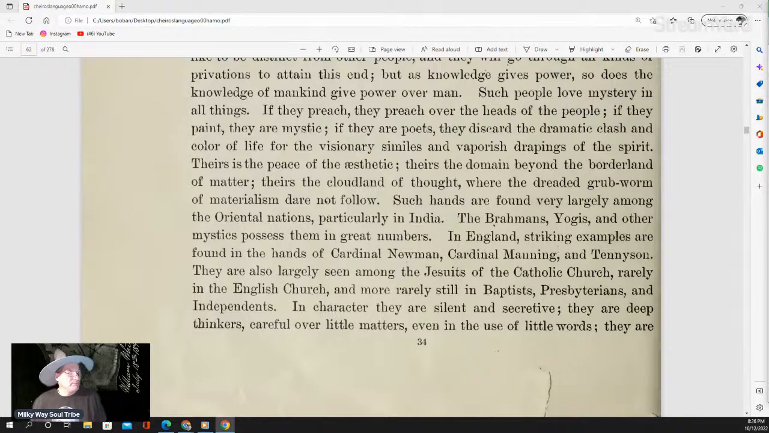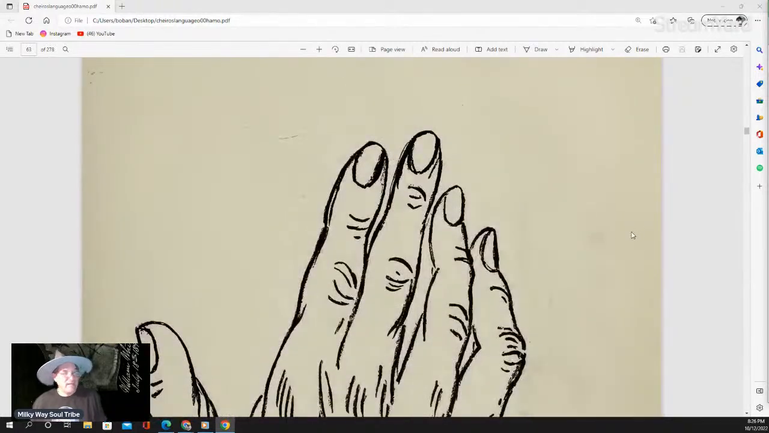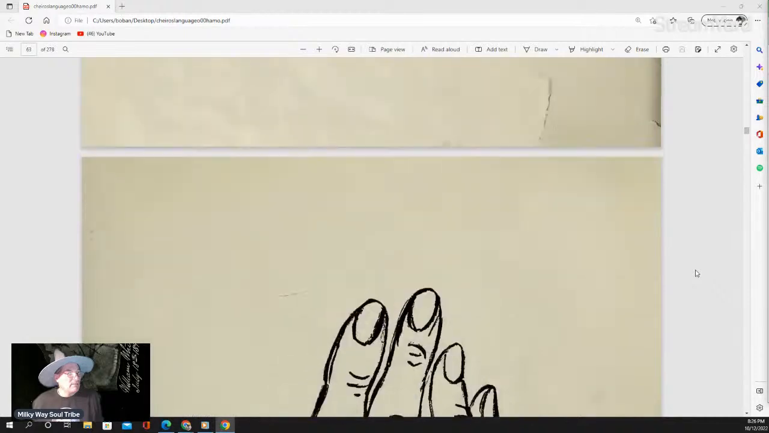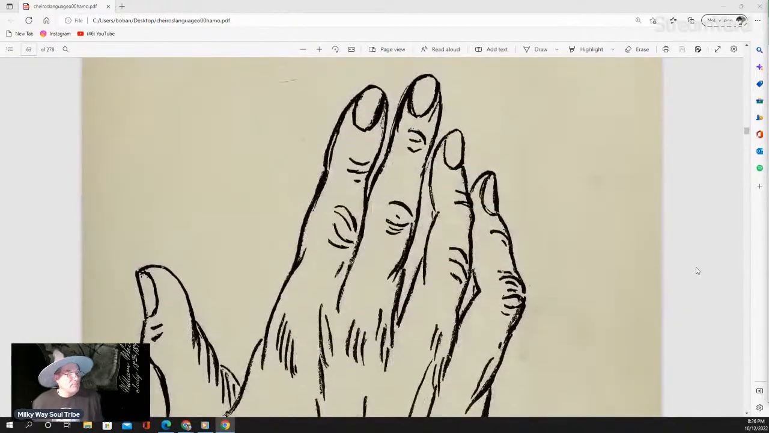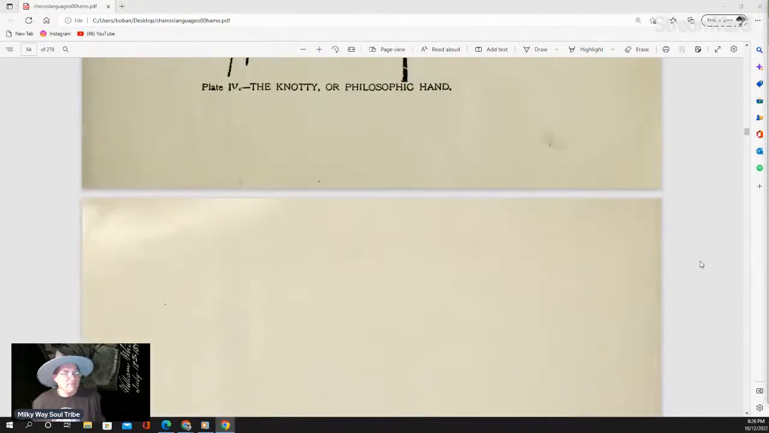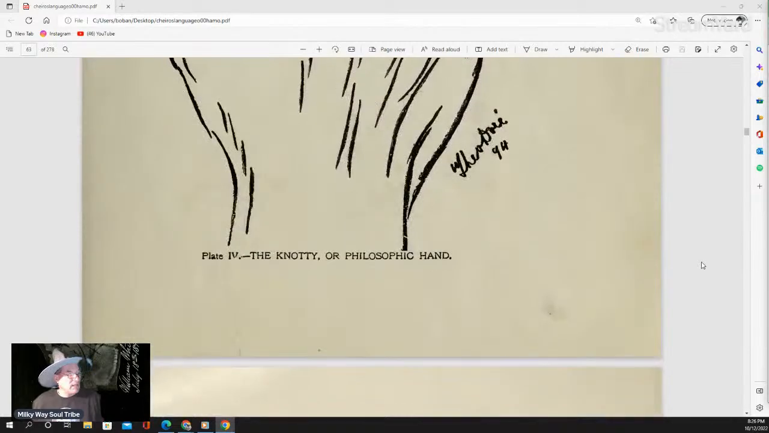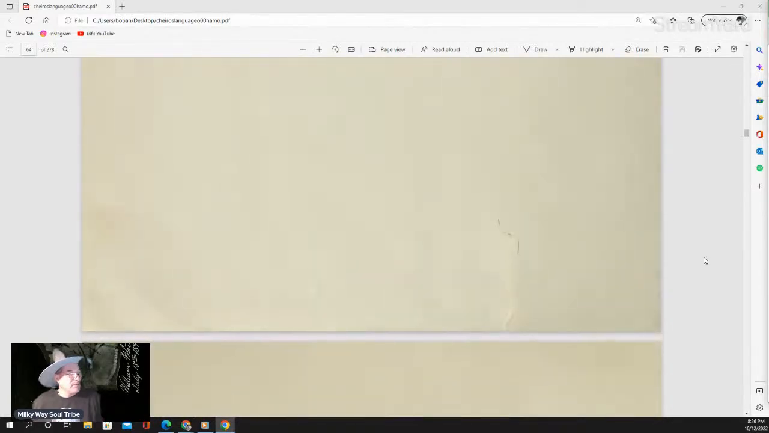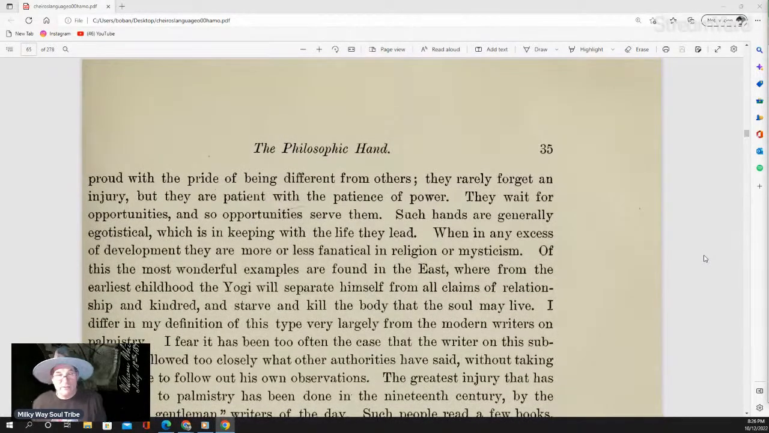They look like this. I've seen these hands before. Yes, these hands are the hands of a dreamer, a poet, an artist, somebody who doesn't want to conform to the rest of the world. I've seen these hands before. The philosophical hand. Go figure.